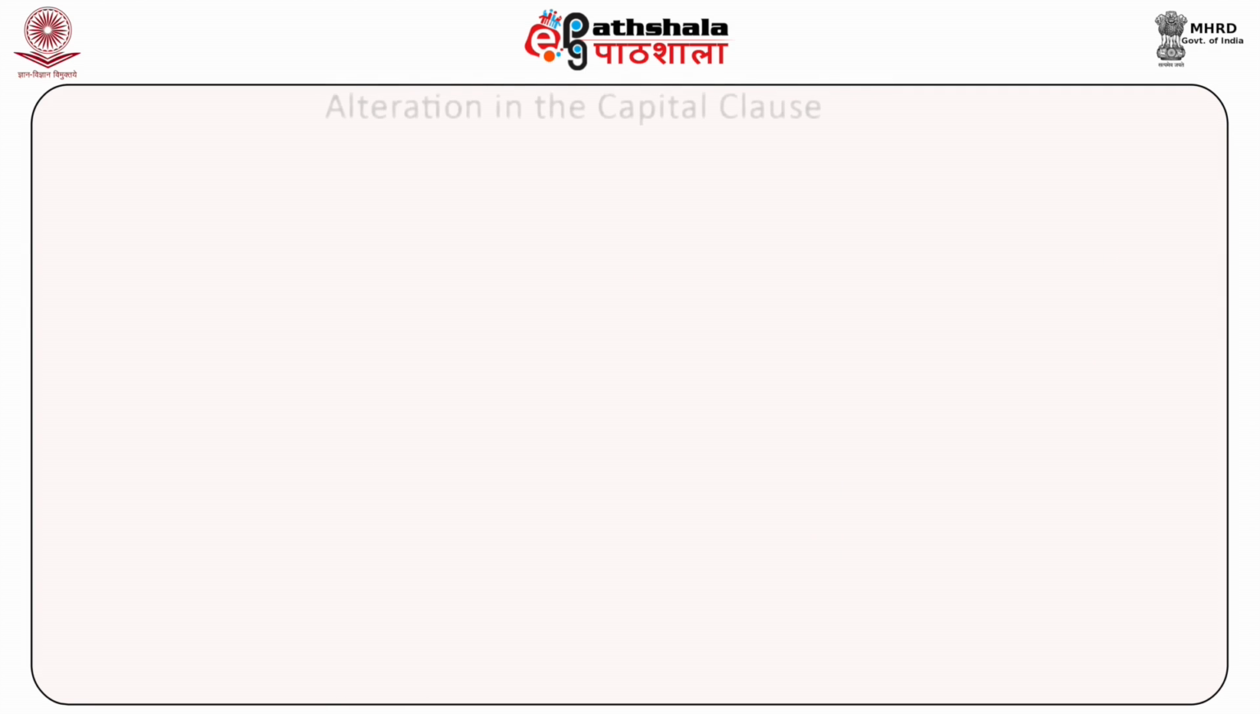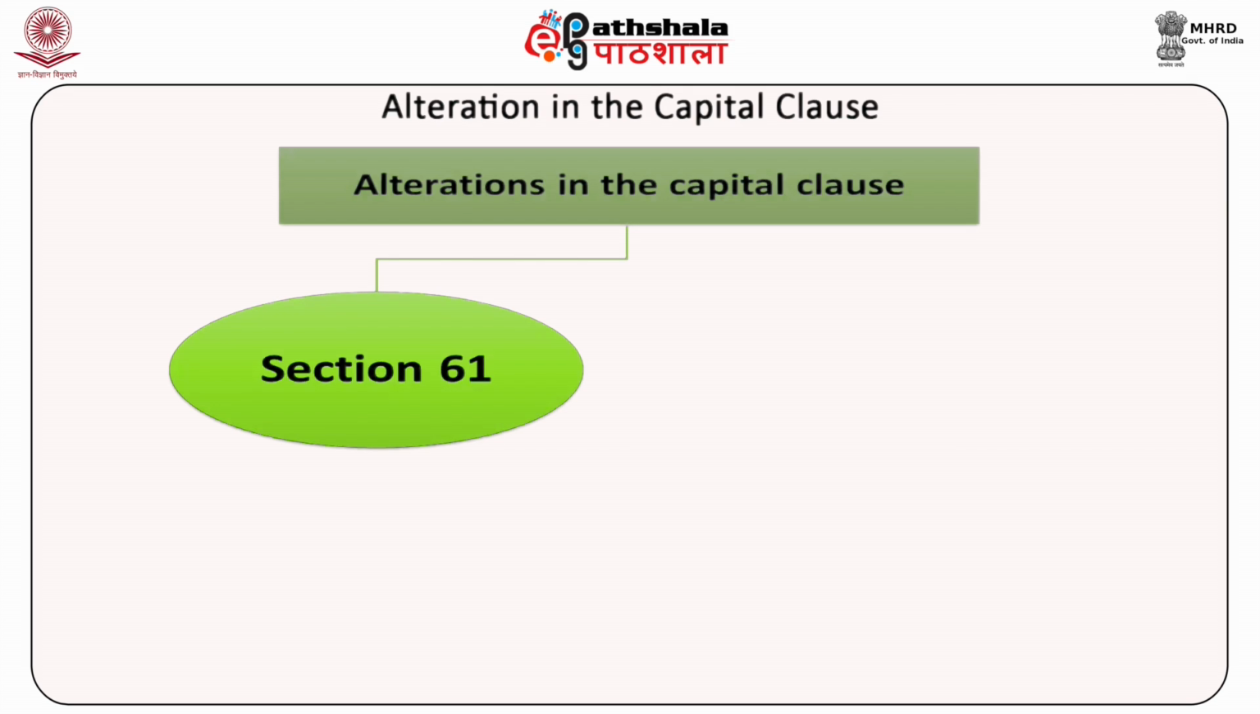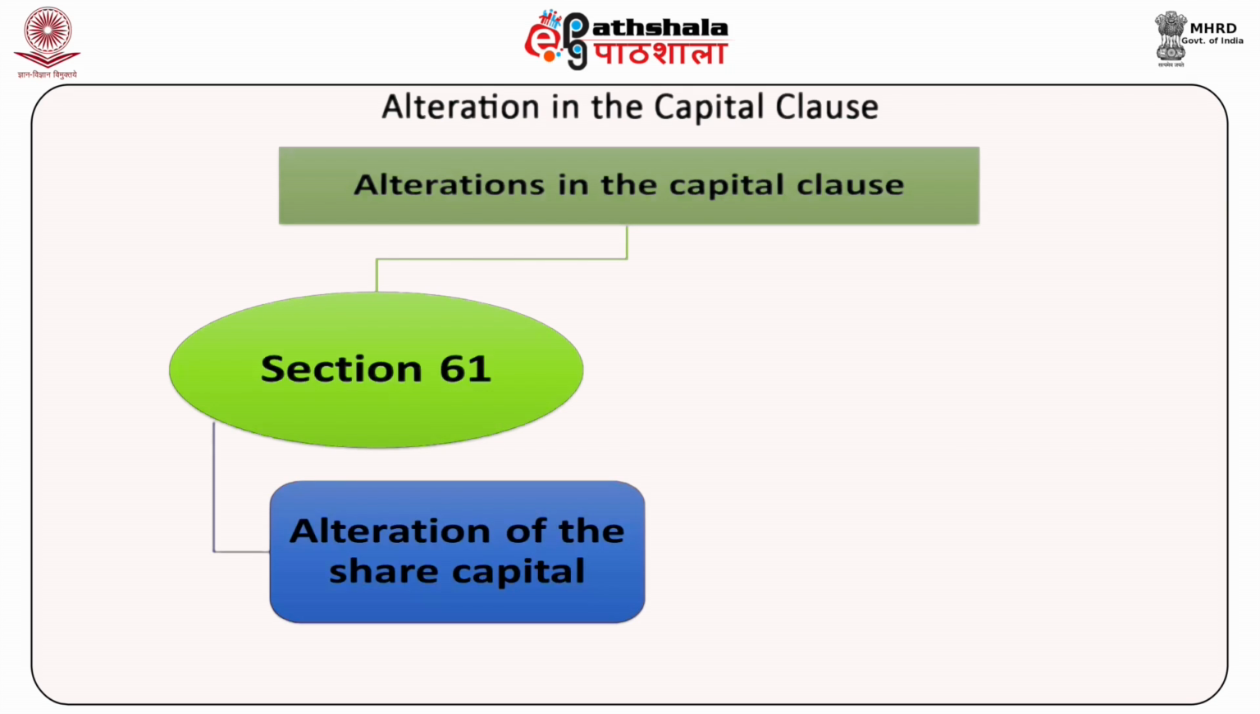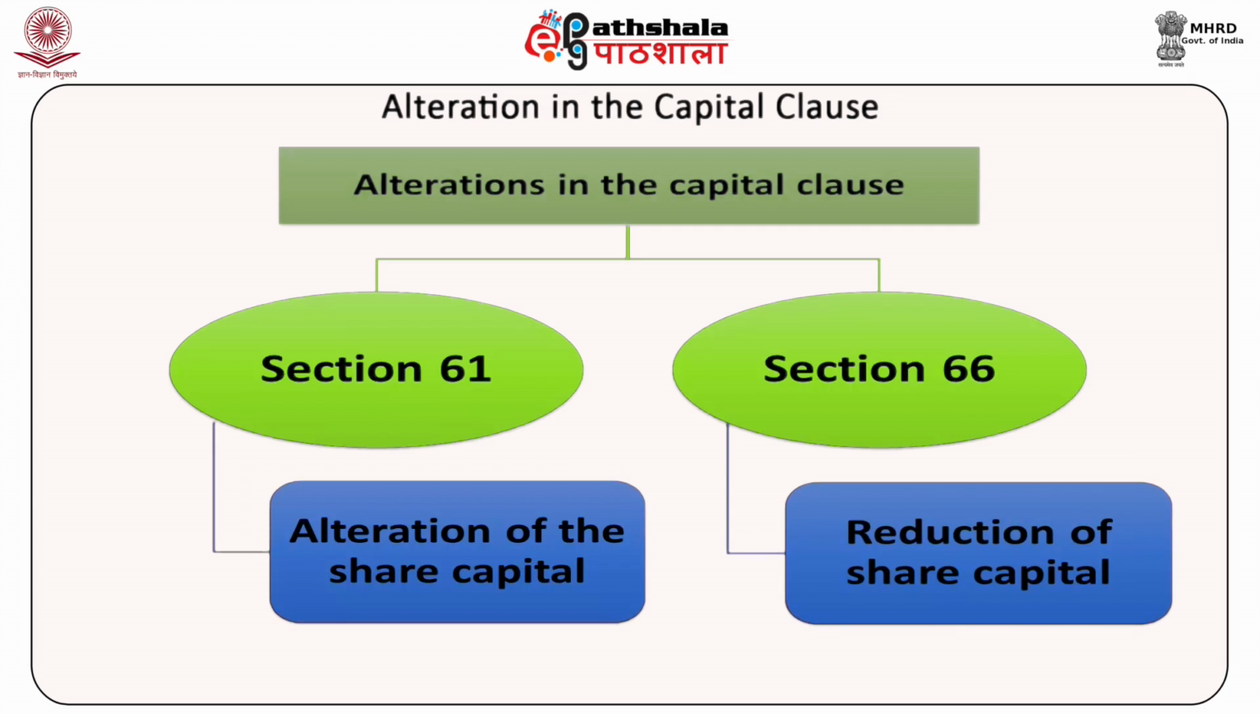Alteration of the capital clause. Alterations in the capital clause of the Memorandum of Association may be of two types. Number 1, as prescribed under Section 61 of the Act, that is, alteration of share capital, and number 2, as prescribed under Section 66 of the Act, that is, reduction of share capital.